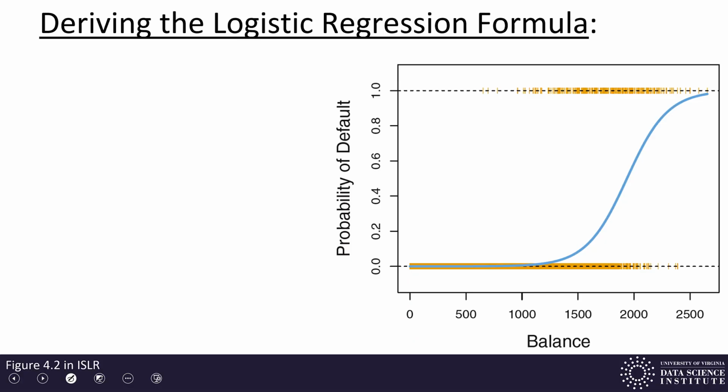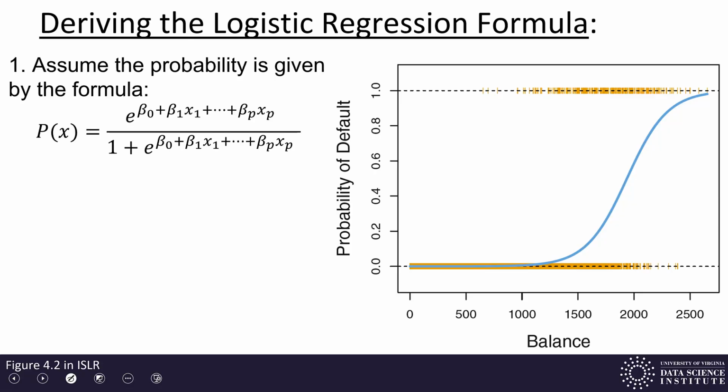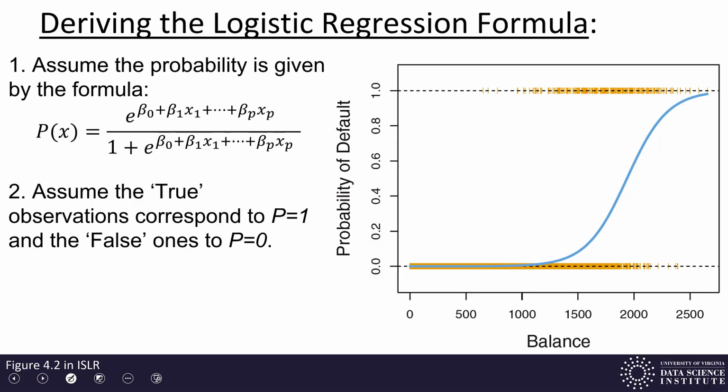Let's talk about deriving the logistic formula. Here's that graphic we saw on the first page. To solve for those coefficients in the regression, this is what we do. We assume the probability of the event is given by this logistic function, the function we had on the previous page, now written out for an arbitrary number p of input variables. Then we assume that true observations correspond to y equals 1, and the false observations correspond to y equals 0. It doesn't have to be true, false.